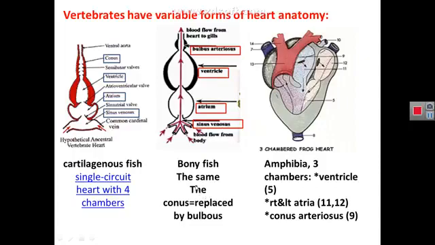Such a primitive form of heart is also seen in cartilaginous fish and also in bony fish, but here the conus is replaced by another structure which is called the bulbus arteriosus.